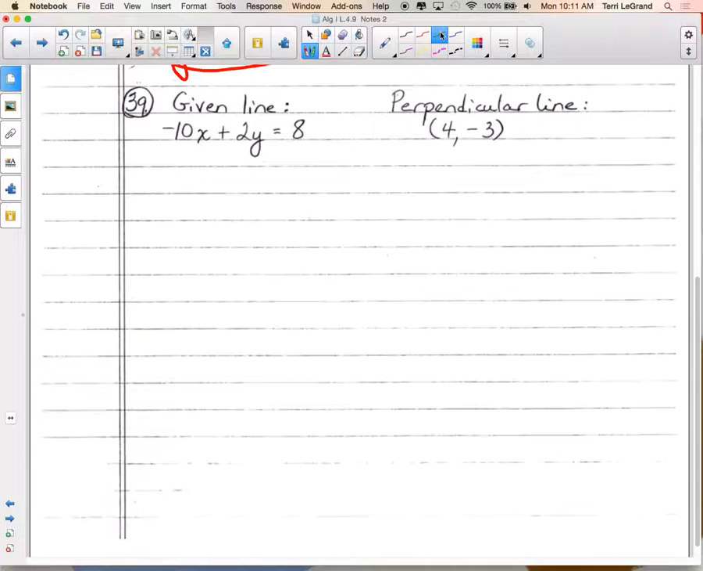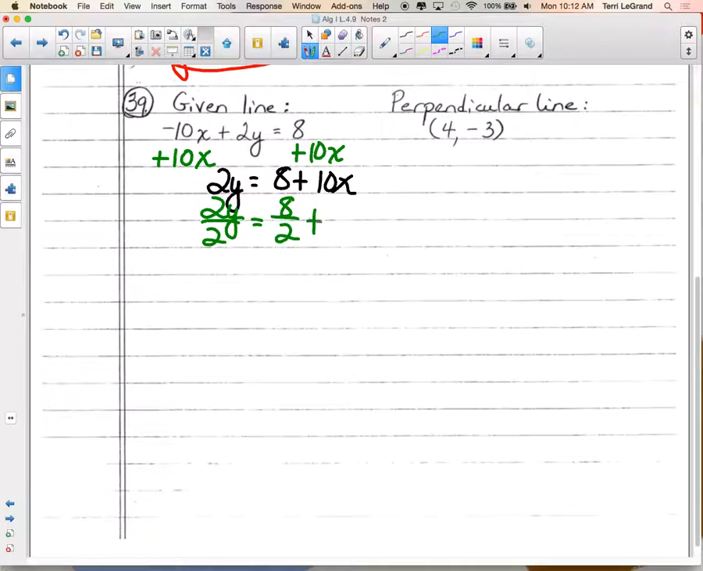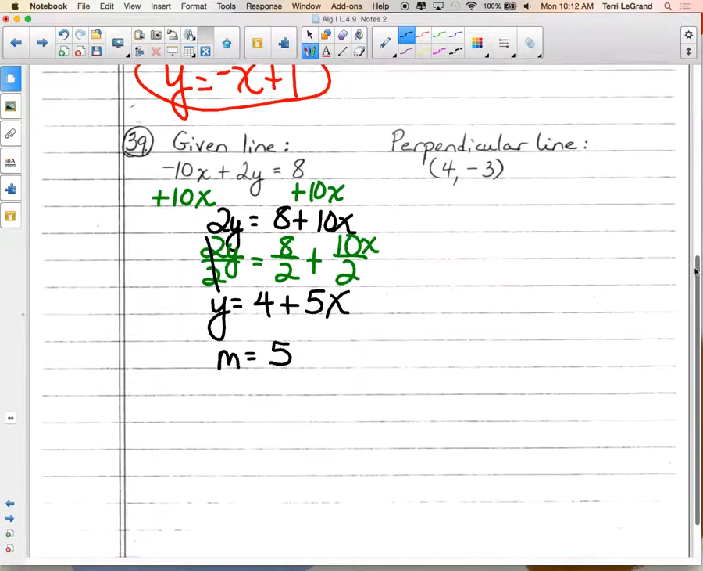So what's our first move? Add 10x. What's our next move? Divide every piece by 2. Okay, what do we need from that? Why did I go through all that work? This is the slope. So what is the slope? 5. Okay. Therefore now, our given line has a slope of 5.